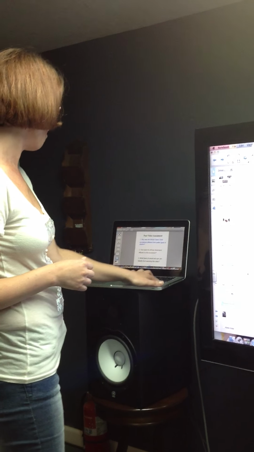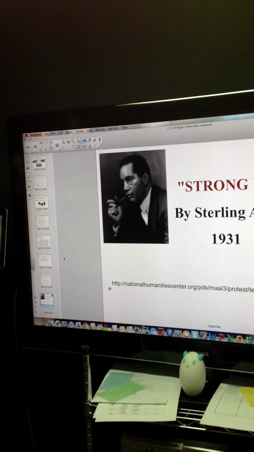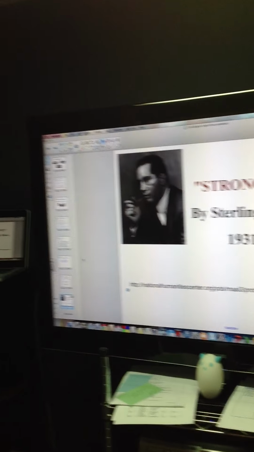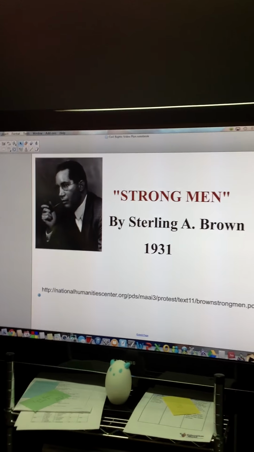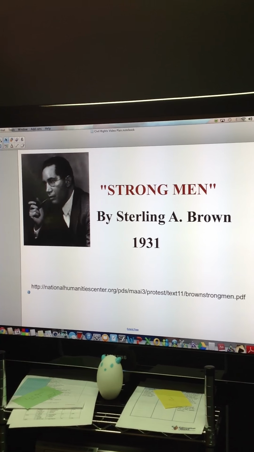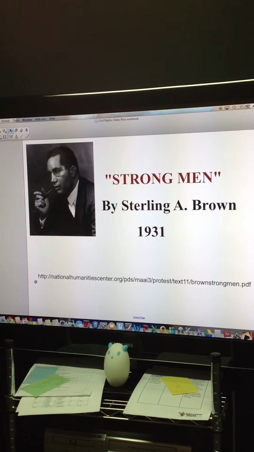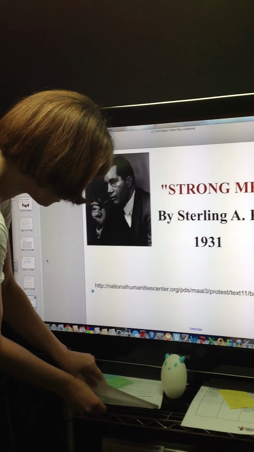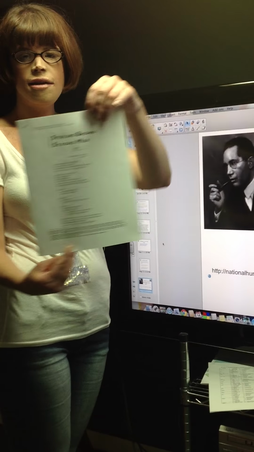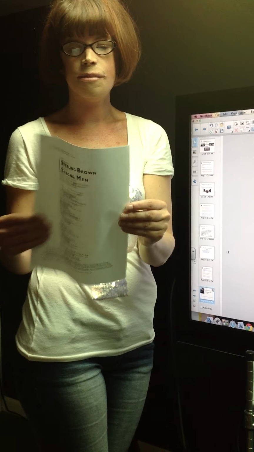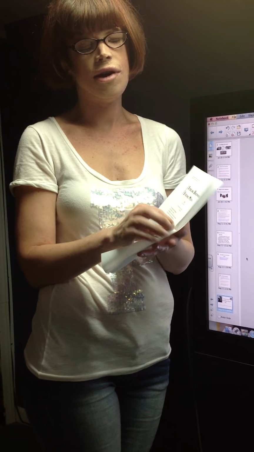Once that is done, the students are going to break up into cooperative learning groups of 3 to 4 students. They're going to be provided with copies of the poem Strong Men by Sterling A. Brown. Each student in the group is going to get a copy, and the copies look like this. It's 2 pages. Not too long of a poem.